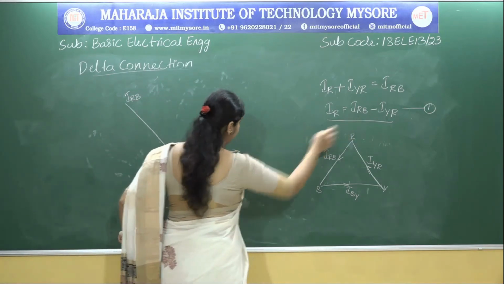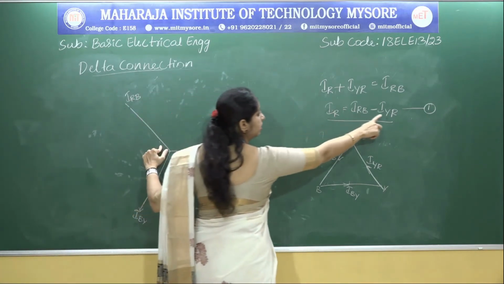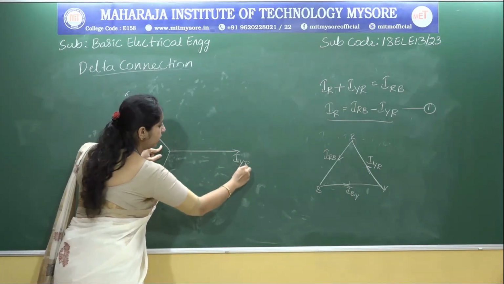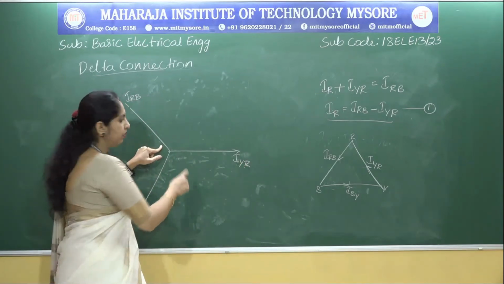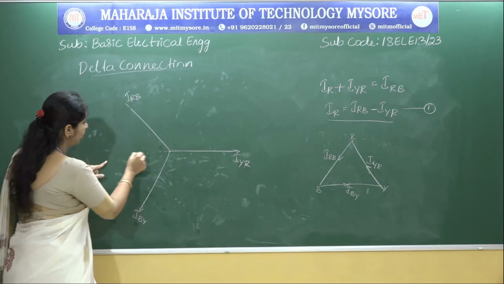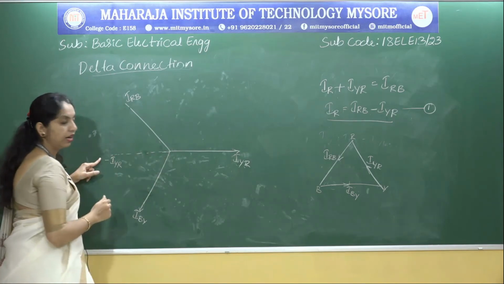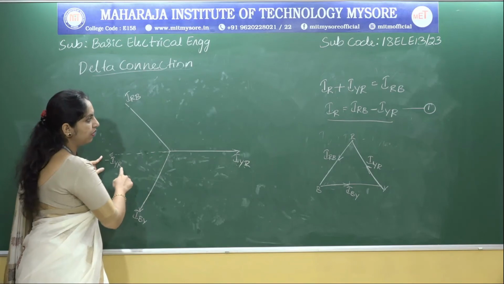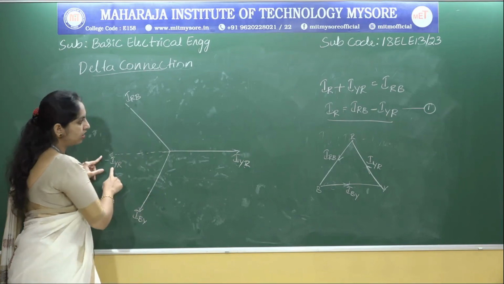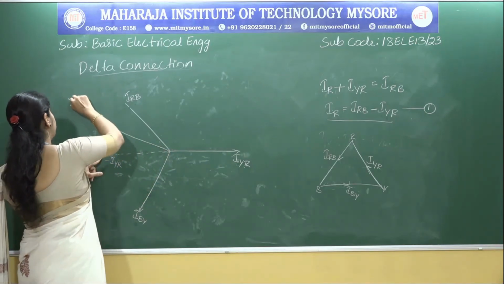Now look at the equation. We have IRB, but we have minus IYR. So where should I draw minus IYR? Already we have IYR, so we need to project minus IYR in the opposite direction of this IYR. So we get minus IYR. Once we get this, we have IRB and minus IYR, and the resultant one is IR. So where should we draw the resultant one? That is at this point, which is IR.